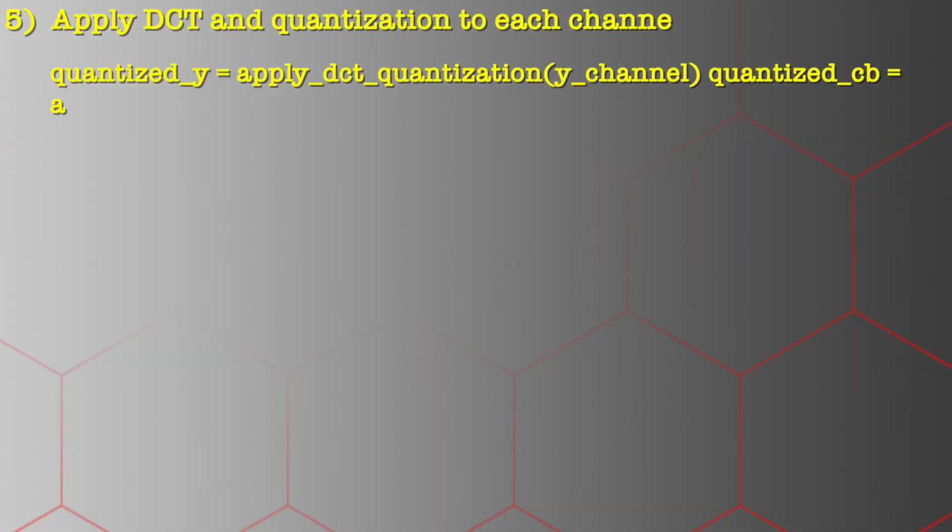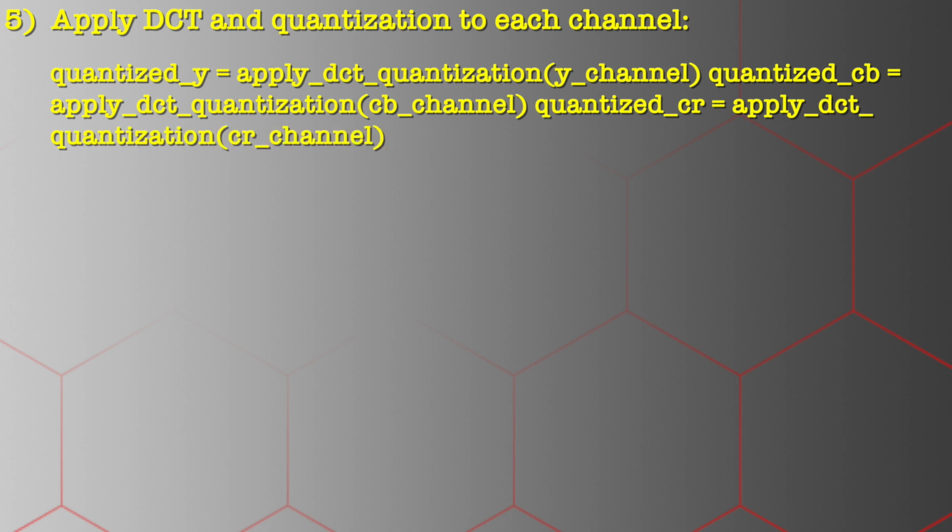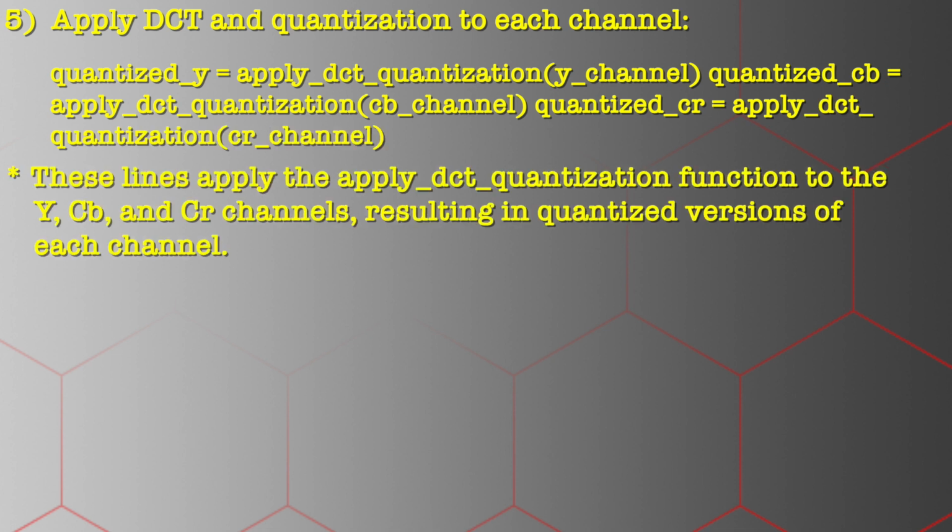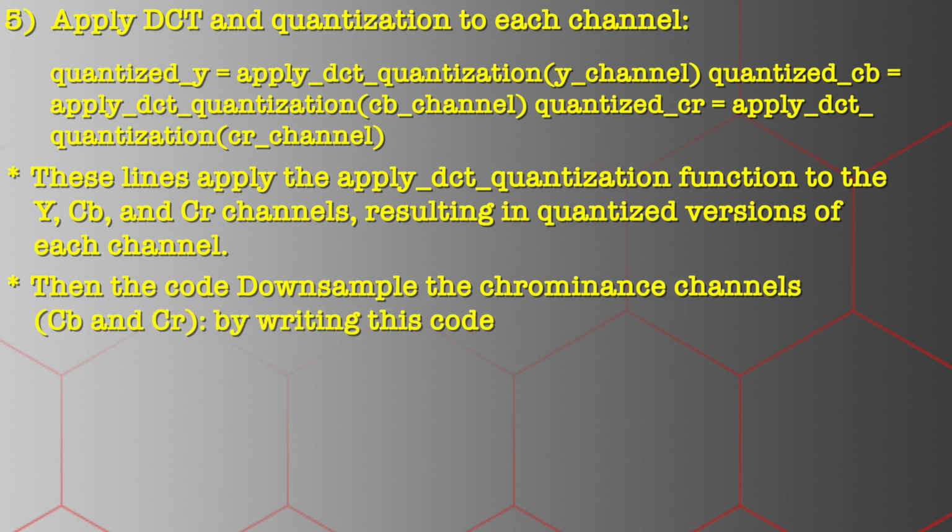During decompression, you reverse the quantization process and apply the inverse DCT to reconstruct the image. Apply DCT and quantization to each channel. These lines apply the DCT quantization function to the YCbCr channels, resulting in a quantized version of each channel. Then the code downsamples the chrominance channels Cb and Cr.